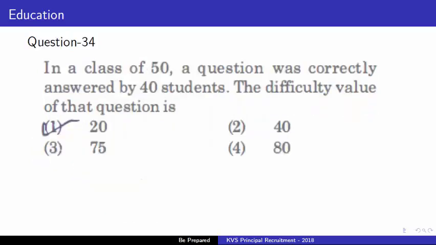Next question is 34th question. In a class of 50, a question was correctly answered by 40 students. The difficulty value of the question is, first option is 20, second option is 40, third option is 75 and the last option is 80. So the difficulty value of this question is 20. That is first option is right answer.